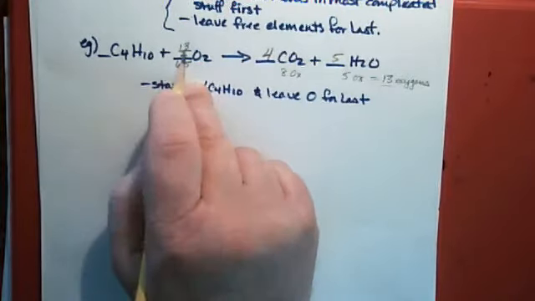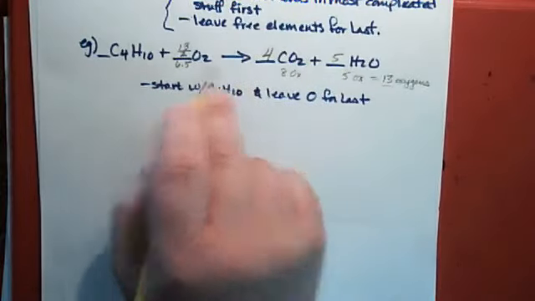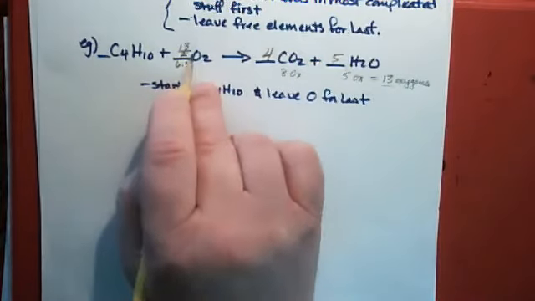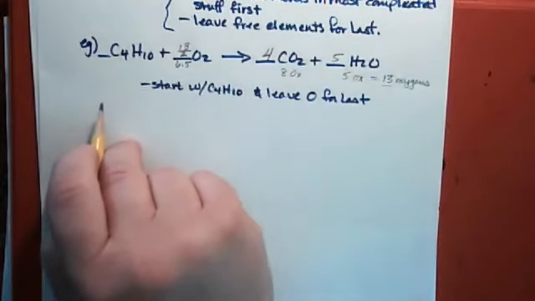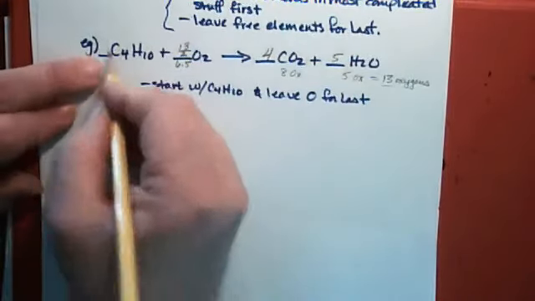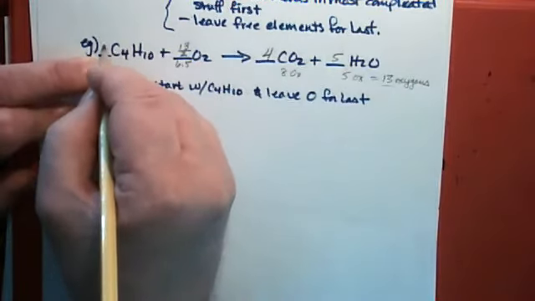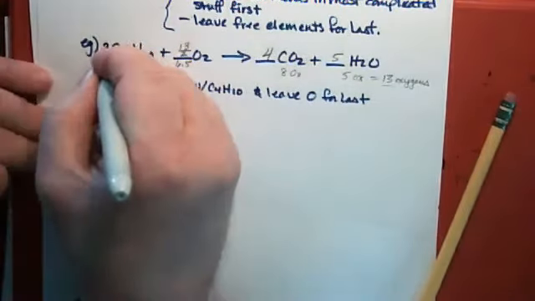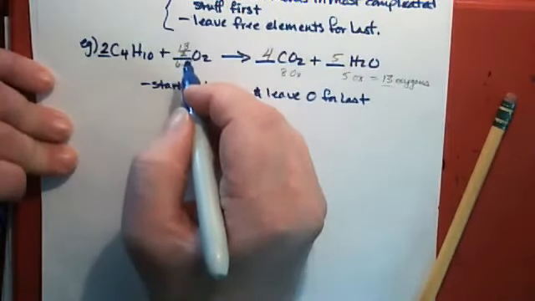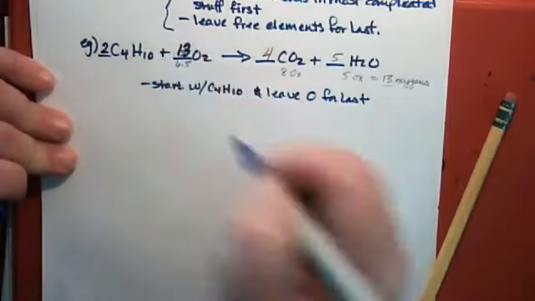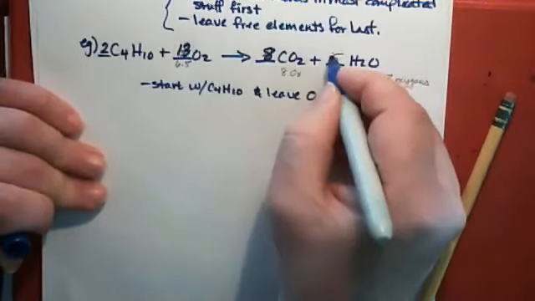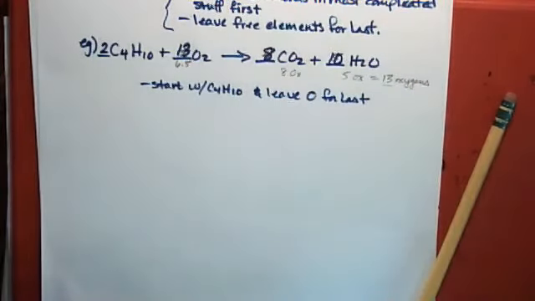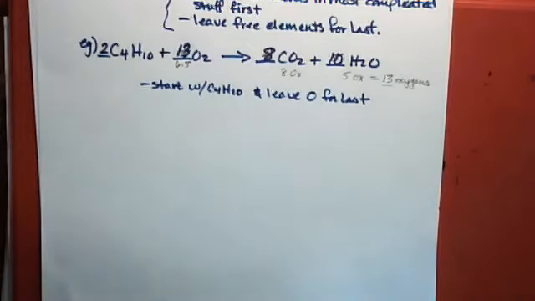You can make it a whole number by multiplying by 2, but then you throw everything out of balance because it is currently balanced. Well, what if you multiply this by 2 and multiply all the other coefficients by 2? So the 1 that's implied in front of the C4H10 becomes a 2. And the 13 halves in front of the O2 becomes 13. And the 4 in front of the CO2 becomes an 8. And the 5 in front of the H2O becomes a 10. Now it should still be balanced, and it's nothing but whole numbers.